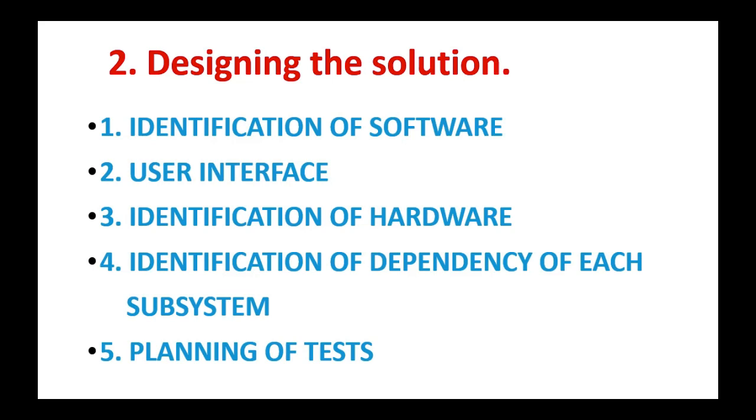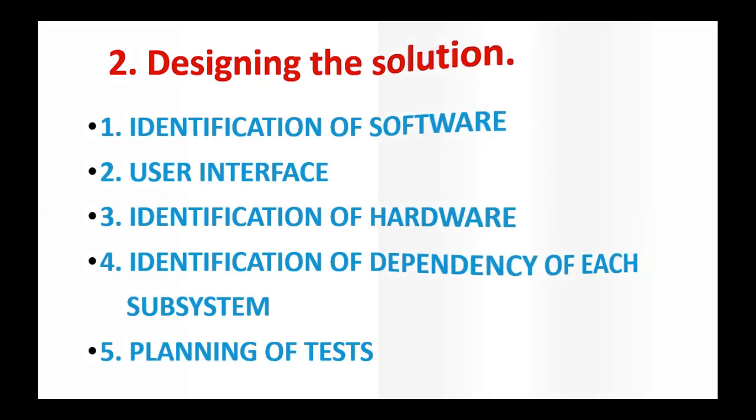Then identification of dependency of each subsystem. It means that when we develop the system, we have to consider whether all these subsystems depend on each other. I'll explain it later also. Planning of test: we have to plan what method we are going to use to test our information system, that means the built information system.